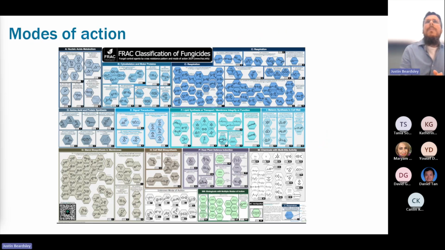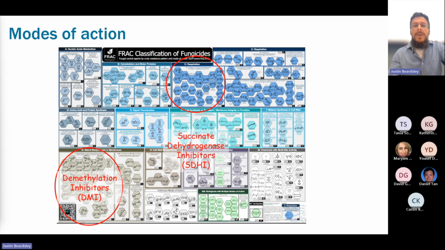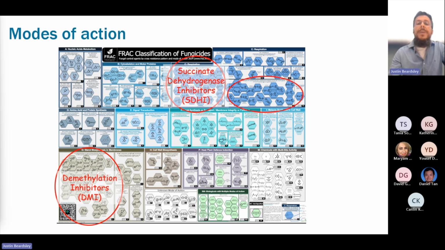So we've got multiple different modes of action. There are many of them, but mainly we use 3 of them, okay? DMIs, the demethylase inhibitors, are also widely used in clinics and animal production. We also have SDHIs, succinate dehydrogenase inhibitors, and QoIs, quinone outside inhibitors. They are basically targeting respiration. And then we've got multisites, like sulfur, copper, and things like that.